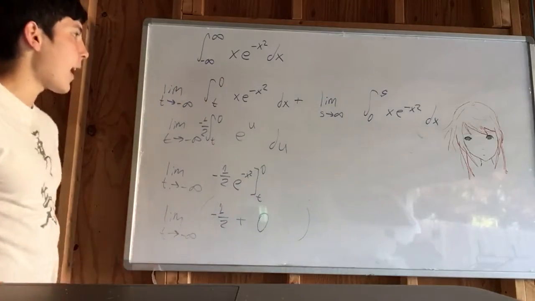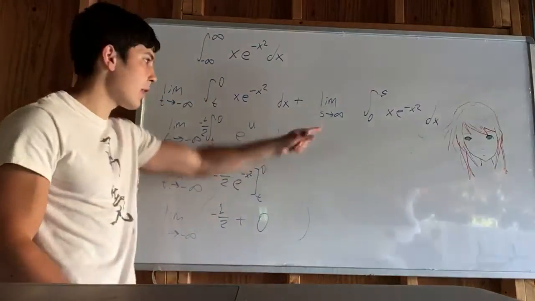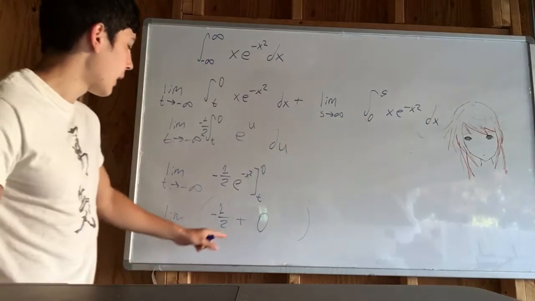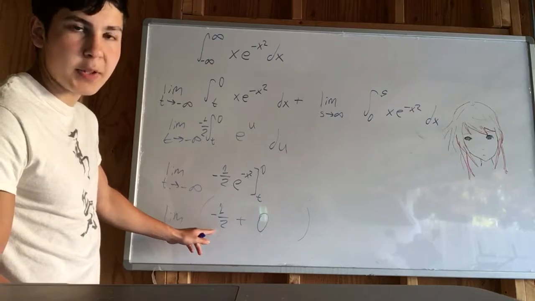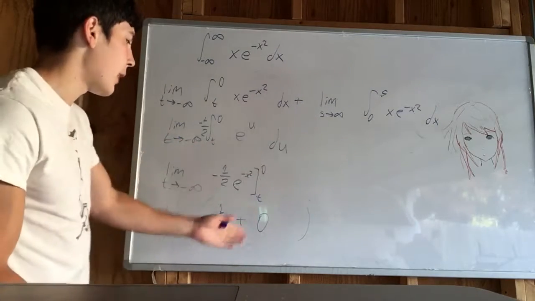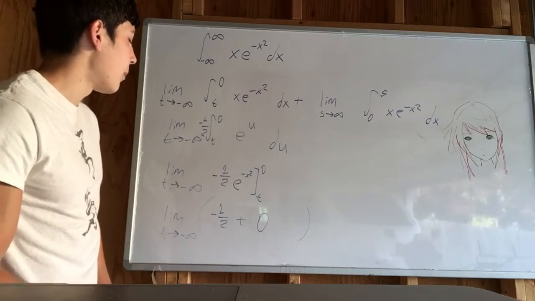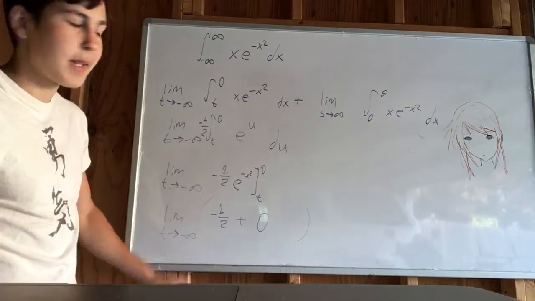So we have negative 1/2. But that's just one part. That's just this side of the integral. We still have to solve the other one, because you can't just say it converges and let this be your answer, because even if it converges, you would still have to find the other part and add them. And if it diverged, then you could stop right there, because it diverges.